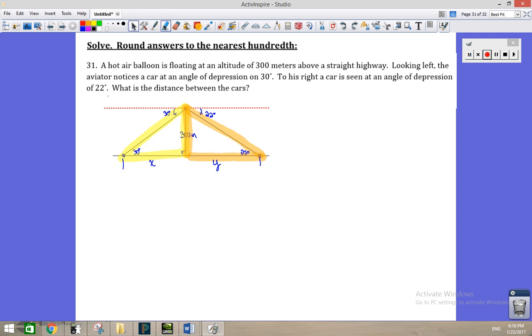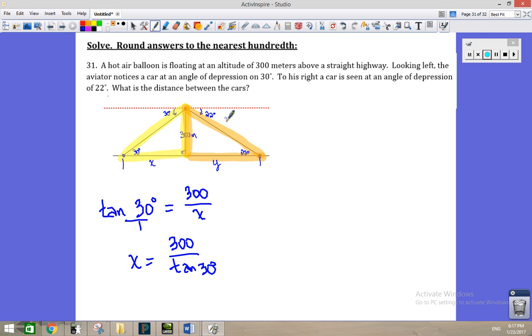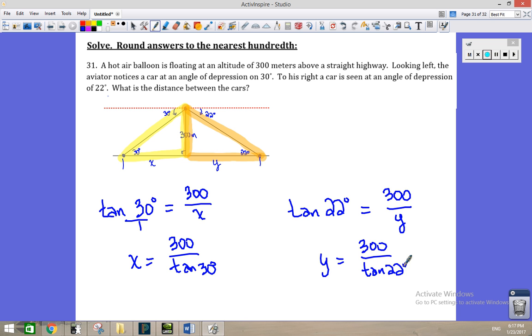Okay, so the triangle I've highlighted in yellow, the tangent of 30 degrees is equal to 300, the opposite leg, divided by the adjacent leg x, so x is equal to 300 divided by the tangent of 30 degrees. Over here on the right, the tangent of 22 degrees is 300, the opposite leg, divided by y. So y is 300 divided by the tangent of 22. The distance between the cars, if we call that d, we just add these up.